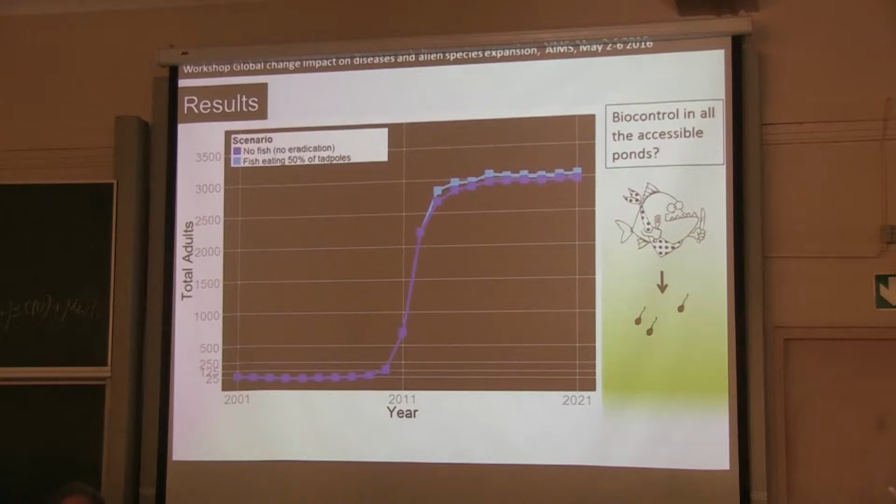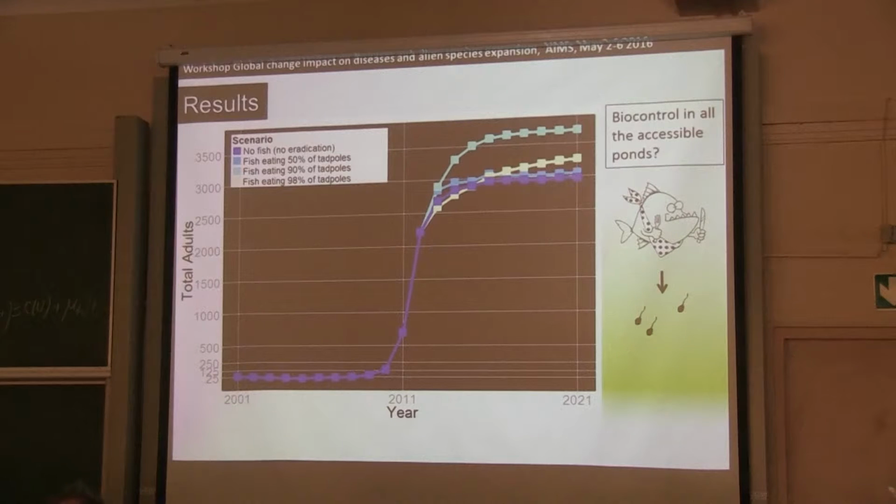So we are removing tadpoles, but at the same time we are increasing survival, so we are not getting any demographic effect. Maybe these fish are not eating enough, so we can add fish that eat more. Here we are adding fish that eat 90% of tadpoles, but we get exactly the opposite result: the number of adults will be higher and not lower. So this is a very negative biological control.